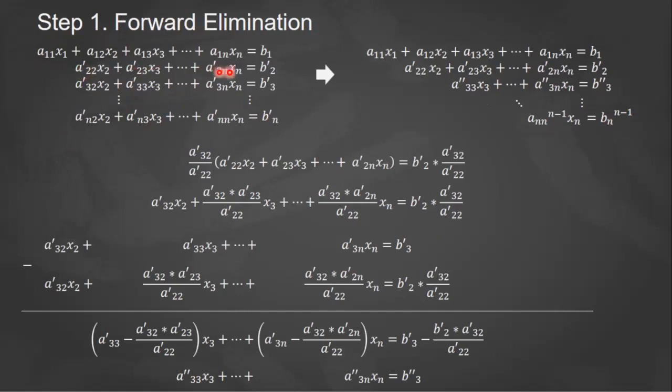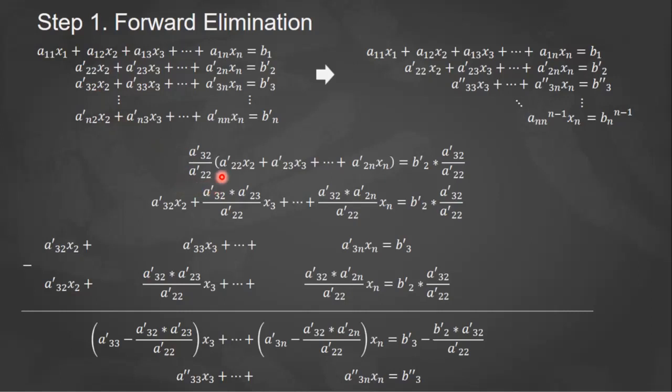this one, the second equation. And the new pivot element will be A22 prime. Okay? So as you can see, this is the form we want to achieve. So x sub 2 must be eliminated from the third equation down to the last equation. So how do we do that?